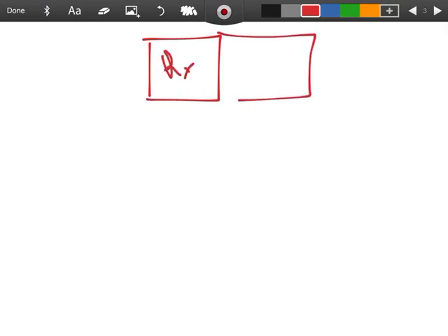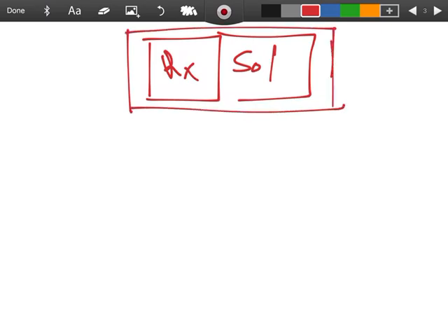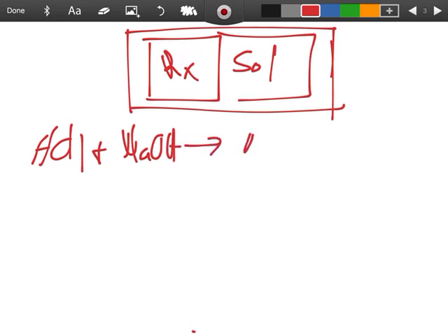So let's retake our model of boxes. So I have my reaction and my solution. And remember that most of this is what? A homogeneous system. So in our reaction, HCl plus NaOH, right? That is going to give me NaCl plus H2O, right?